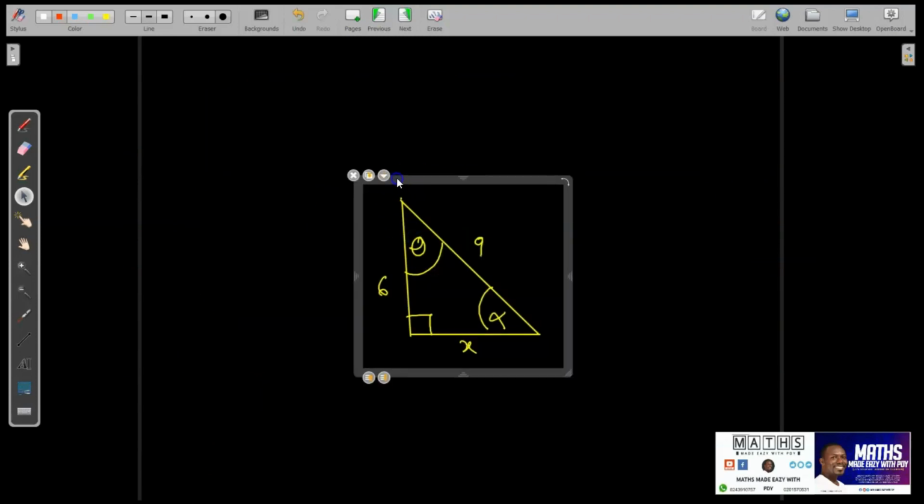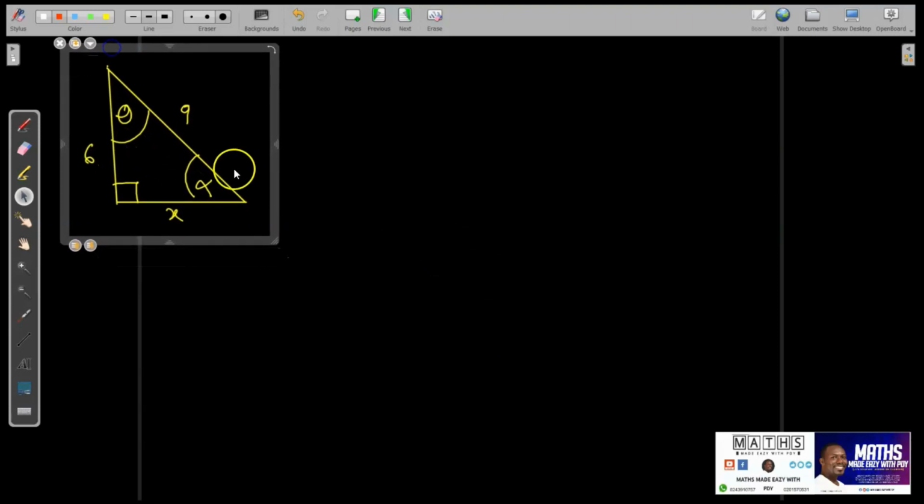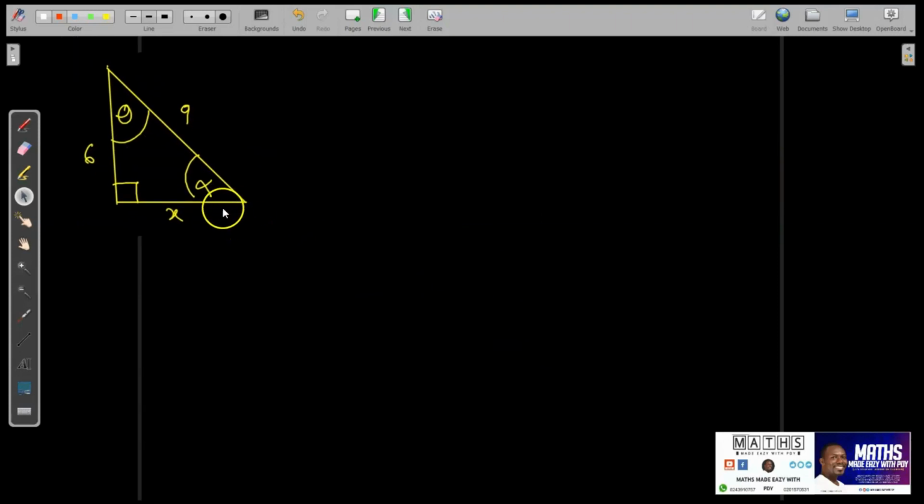All right. So from whatever we have here, which variable would you have solved for first? The x value. Thank you. I believe the x value would have been the best to solve for first. Now, solving for x, what idea would you have used, depending on the information that we know for now, which is 6 and 9? We would have used what? The Pythagoras theorem.